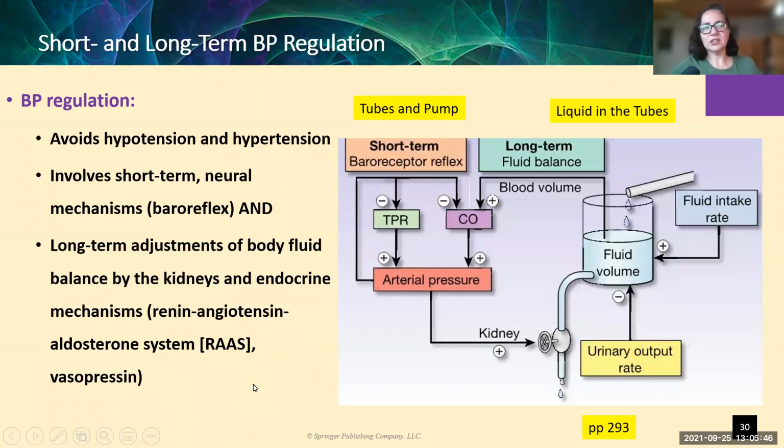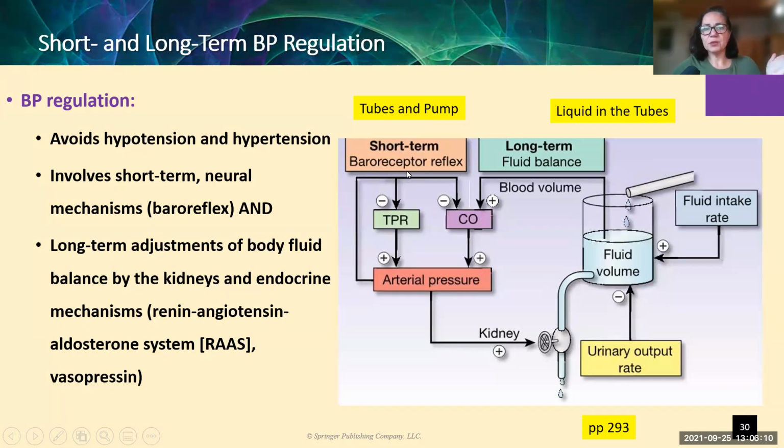Okay, short and long-term blood pressure regulation. A little bit busy. This is our author's attempt to simplify things, and I'm going to just break it down for you. We're talking about the tubes, the pump, and the liquid in the tubes. So the tubes and the pump over here, short term, quick response.